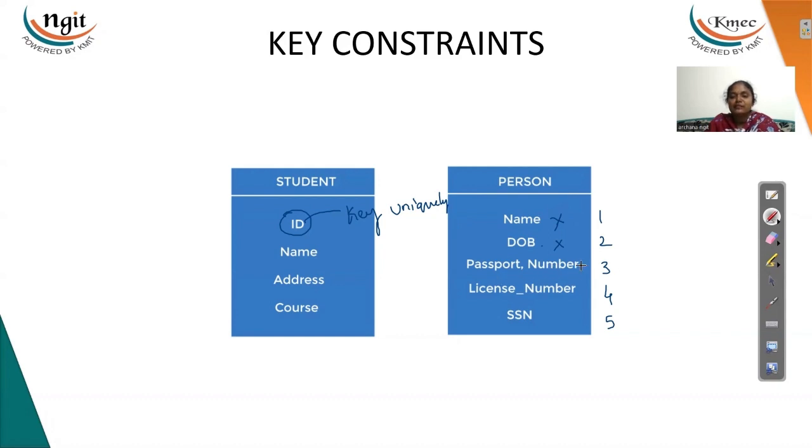Passport number can be different, right? And the license number, there is a possibility of having the same, so you cannot prefer it. Social security number can be taken as a unique one, right? So from this, I can say that 1, 2, and 3 can be used as a key attribute. Any one of them can be taken as a key attribute. Okay. So the first point is that key constraints help us to retrieve the record uniquely. So that is our main motto.